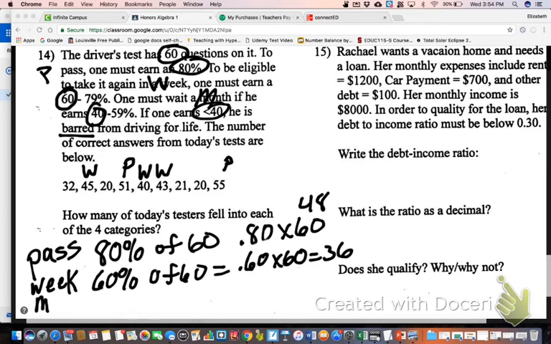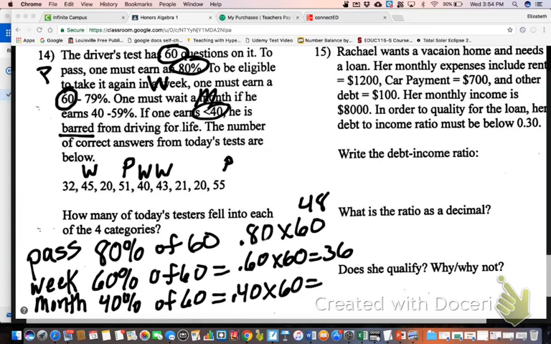One must wait a month if they get between a 40 to a 59. So we really just need to worry about the 40%. So 40% of 60, 0.40 times 60, means those are people who got a 24. So let's say you got above a 24 but didn't fall into the other 2 higher categories. So that would be this guy right here. So eligible to take it in a month.